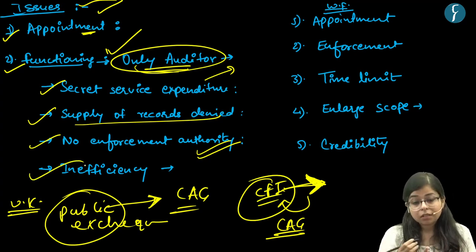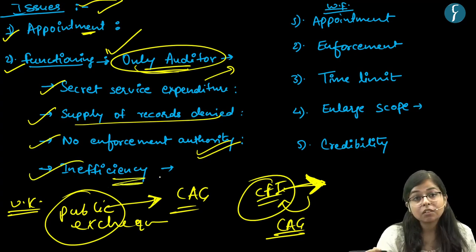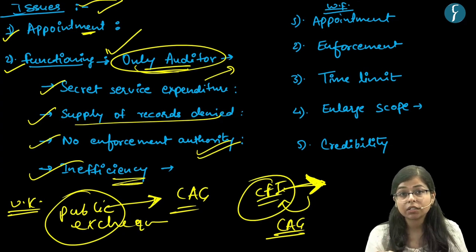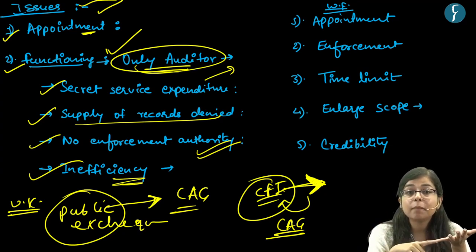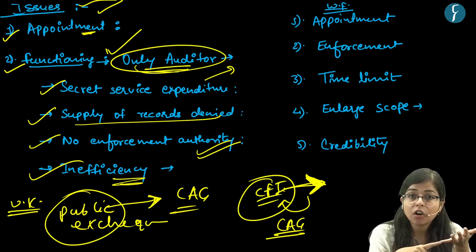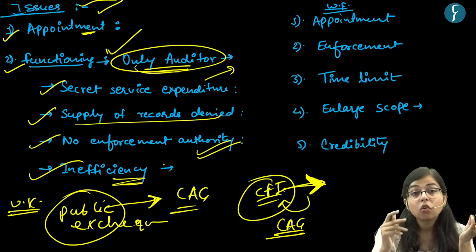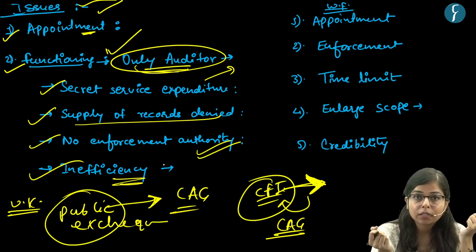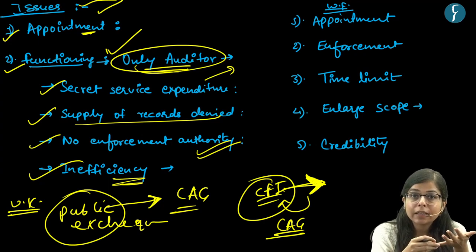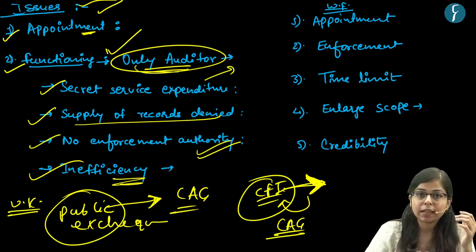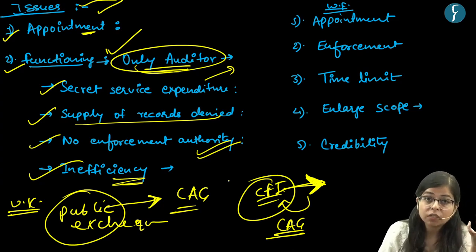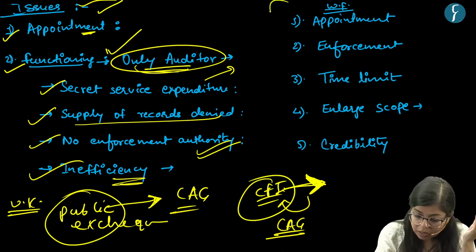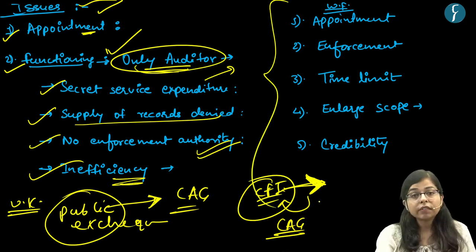Also, there are incidences of inefficiency in the office of CAG. This is because sometimes there is a shortage of trained manpower, right? There is a shortage of human resources in the CAG office, because of which the quality of reports is compromised. And also there is sometimes delay in tabling of reports from the CAG side, right? So these are some of the major issues which the office of CAG is facing in the country. Now, what is the way forward in this regard?